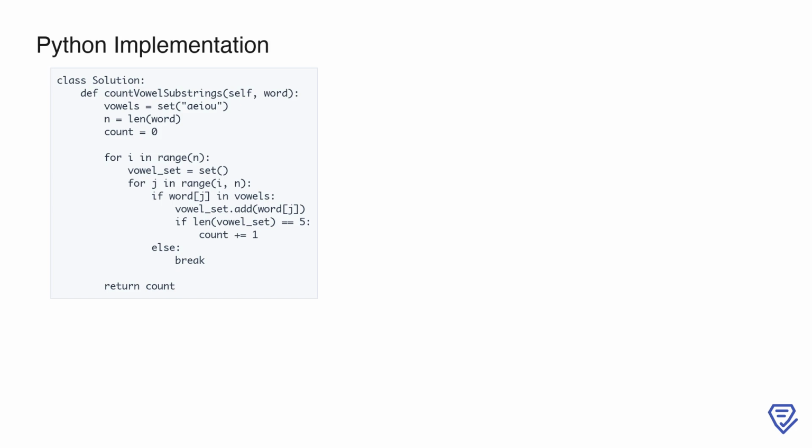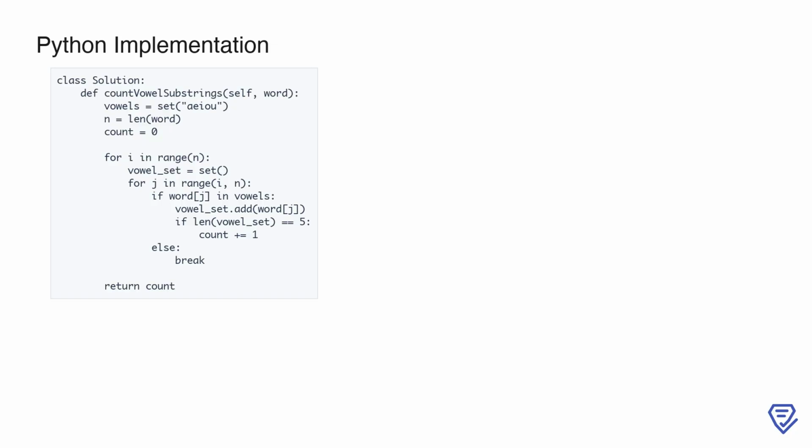The count_vowel_substrings method starts by initializing a set of vowels and variables to track the string's length and the result, count. A nested loop is employed. The outer loop iterates through each character of the string, and the inner loop builds substrings starting from the current character. Within the inner loop, a dynamic set, vowel_set, keeps track of encountered vowels. If the current character is a vowel, it is added to the set. If the set size reaches 5, it signifies that all vowels are present, and the count is incremented. The inner loop terminates prematurely upon encountering a non-vowel character, optimizing performance by avoiding unnecessary checks.